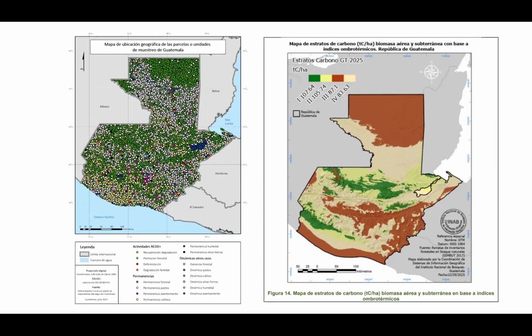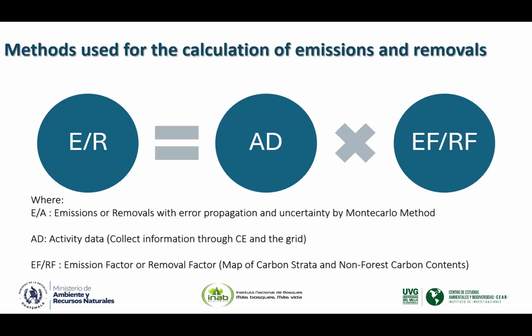And the picture on the right is the carbon strata map that has four categories of forest carbon. The method that we use for calculation of emissions and removals in Guatemala is the general formula for calculation of emissions and removals, with observations from Guatemala, which is also used to apply the Monte Carlo model in simulation. We have activity data, and we have the emission factors and removal factors.